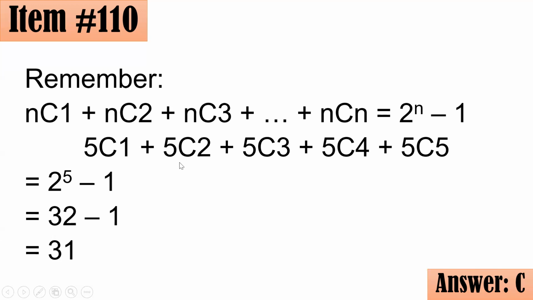5C2, what is 5C2? 5 times 10. 5C3 is equal to 10. 5C4 is equal to 5. 5C5 is equal to 1. I'm sure it's still 31. Letter C. I hope we got it. This is a theorem.